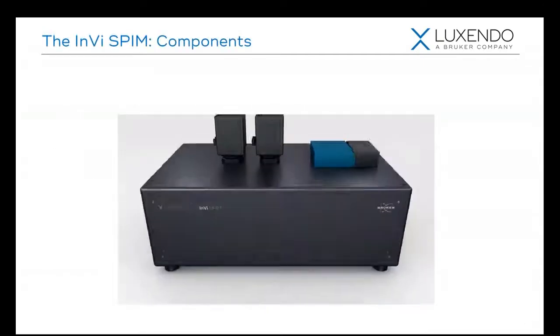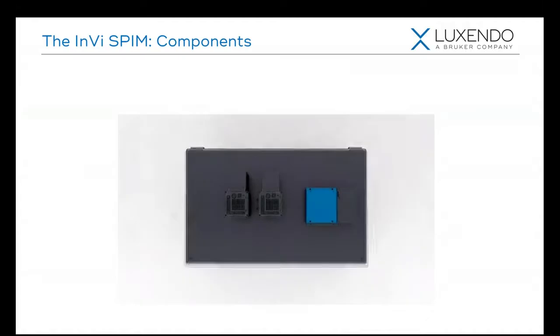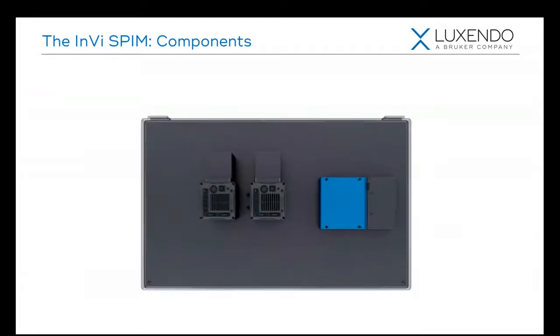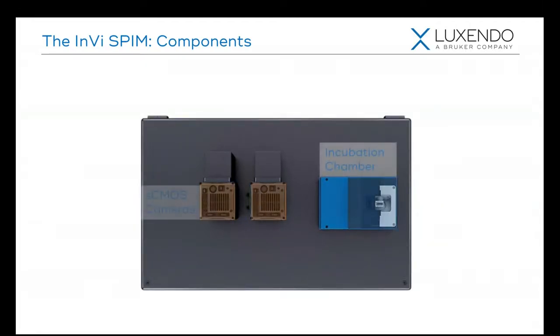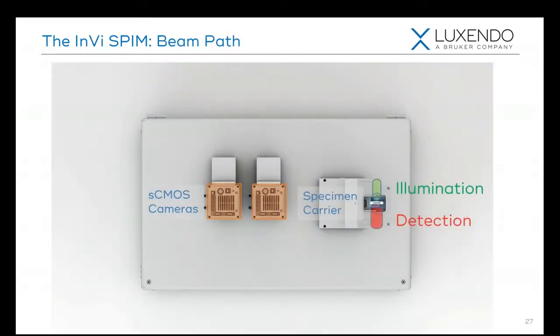So to begin, let's go through the components of the InVi. We first have the incubation chamber that's going to pop up there. And we see that it has two scientific CMOS cameras. Again, as I mentioned before, this is a single-sided light sheet. We have a single illumination lens and a single detection lens. We are going to use these two scientific CMOS cameras in order to spectrally separate two different channels, allowing us to perform two-color simultaneous imaging.